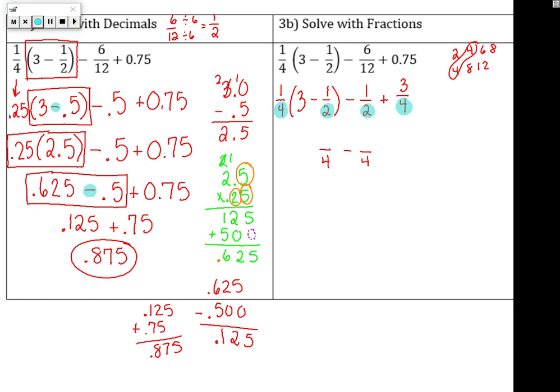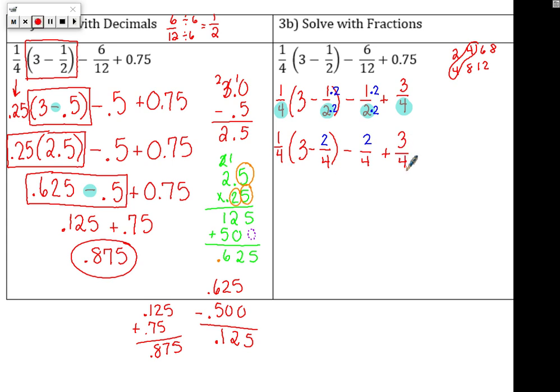I find the multiplicative relationship that takes me from 2 to 4. 2 times 2 is worth 4, so 1 times 2 means this top number is a 2. Same thing over here. 2 times 2 is 4, so 1 times 2 is a 2. Now I can bring everything else back into this problem. It's 1/4 times 3 minus 2/4 minus 2/4 plus 3/4.